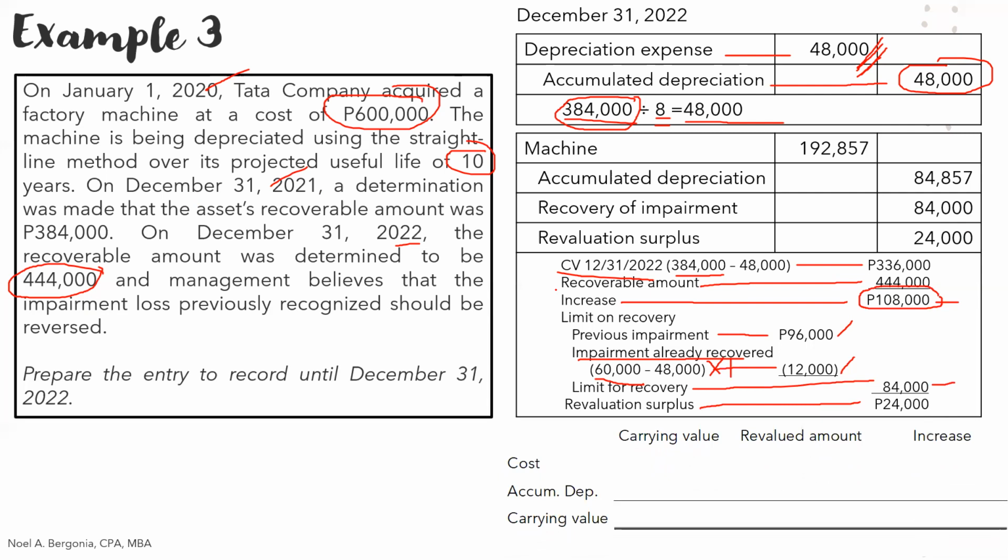So the carrying value was 600,000 for the costs. Okay, that's the original costs. Then our accumulated depreciation up to that time was 264,000. So saan nakuha yung 264,000? I-add mong lahat ng ating accumulated depreciation na nadaanan.